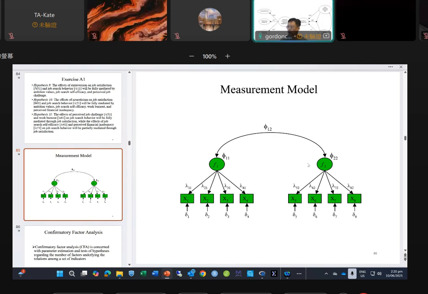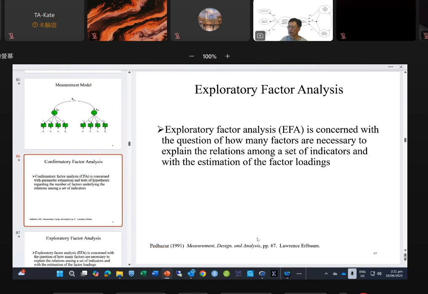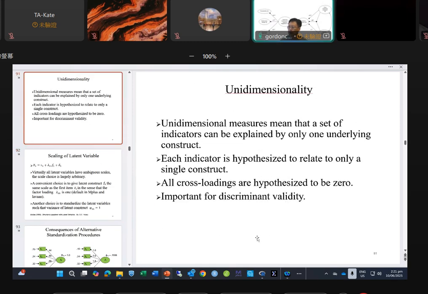In marketing, occasionally you will see that. But if you do that, you cannot say F1 and F2 are two different constructs because you have the same item measuring these two factors. Then the relationship is inflated, and we will say it is tautological. So you cannot test the relationship from F1 to F2 because you are using the same item to measure F1 and F2. So this is about unidimensionality. We assume all cross loadings to be zero, okay? All cross loadings to be zero. It is very important for discriminant validity.